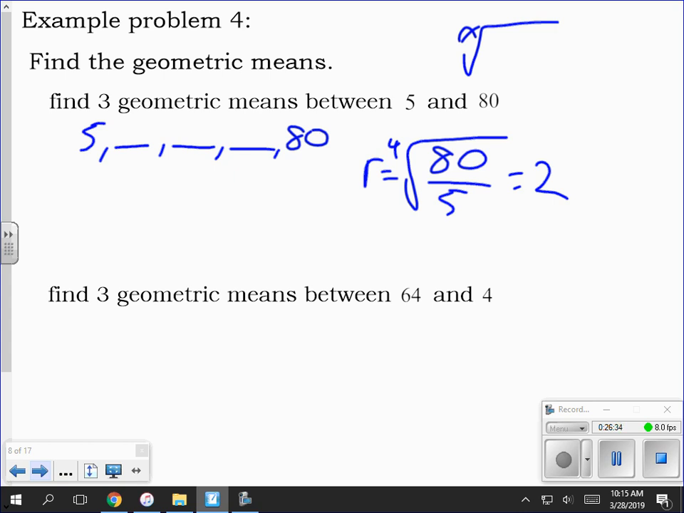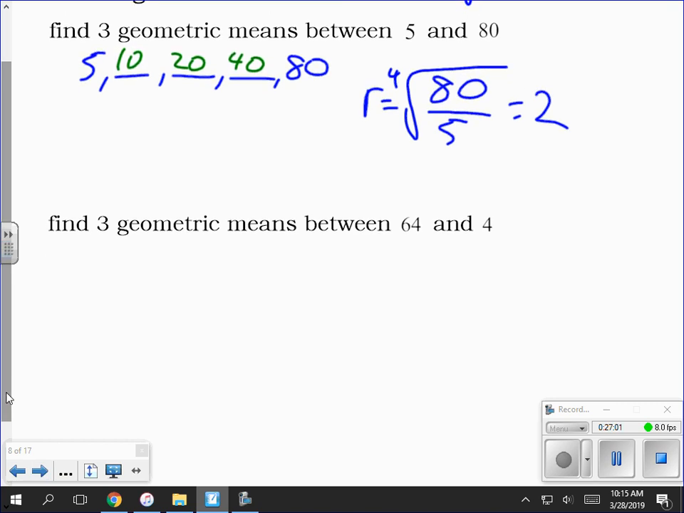Okay. So yeah, 80 divided by 5 is 16, the fourth root is 2, so that means I have to multiply by 2 each time. So that gives me 10, 20, 40, and then if I did it again, would I get 80? Yeah, I would. Okay? Does that make sense? Next one's a little more difficult. The concept is the same. I have 64, and then 1, 2, 3 spaces, and then 4. Which means I'm going to have fractions.